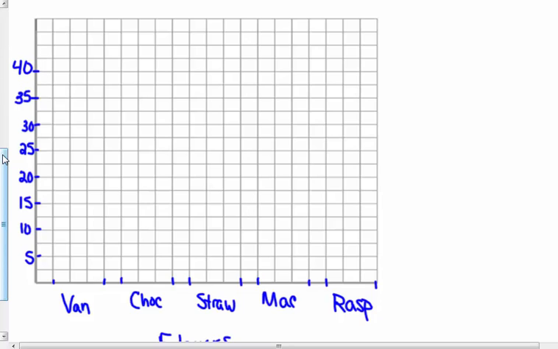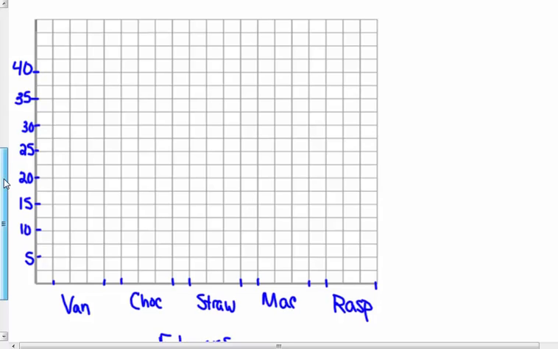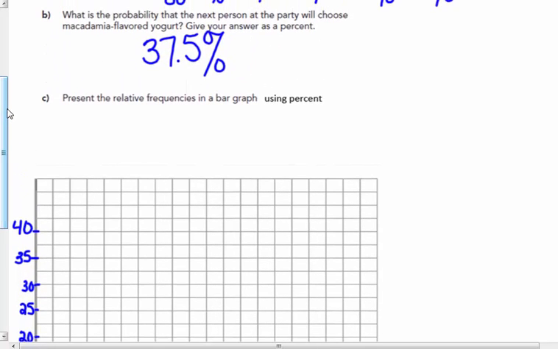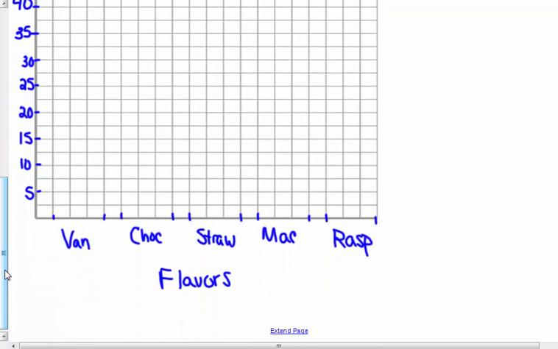So my 37.5 is going to go the majority of the way up the axes. So now you have to use a ruler and make your bars. Do they touch? No, because it's a bar graph, not a histogram. Hint, hint, hint. The one on the test is a histogram. So it is a histogram on the test. It's a bar graph here on the review.